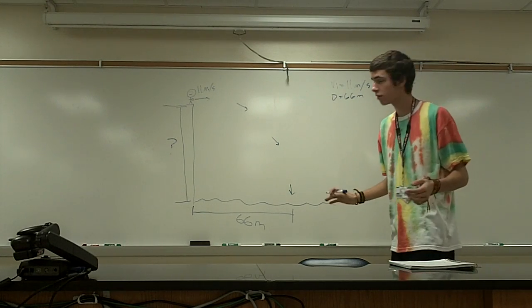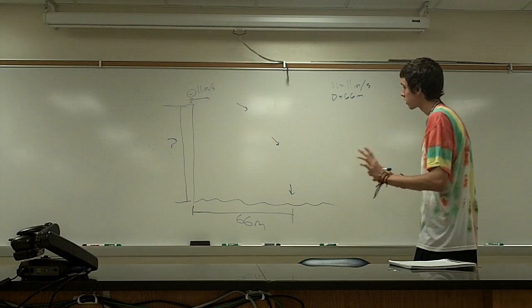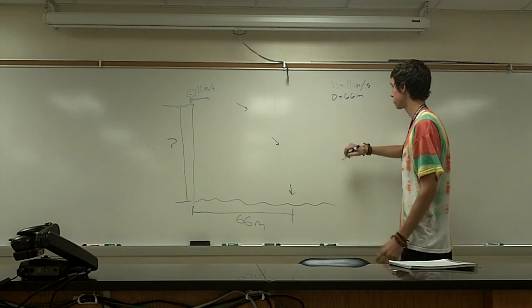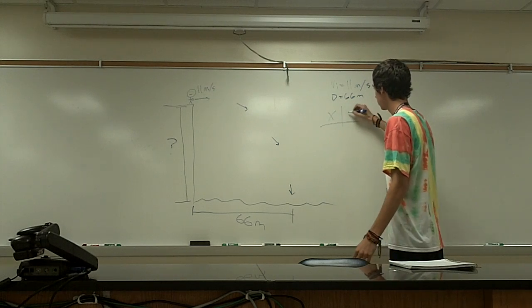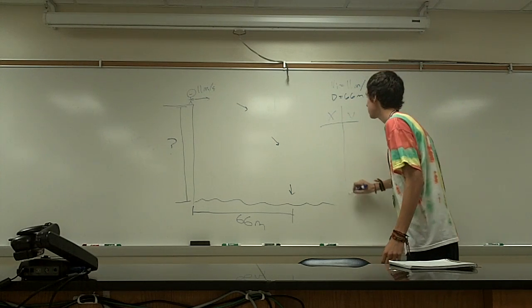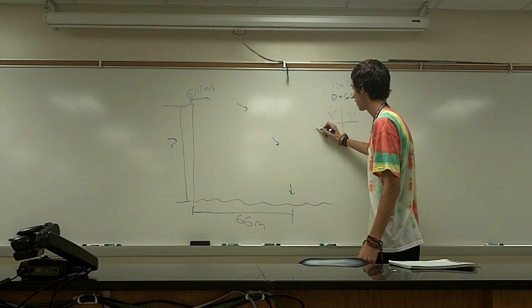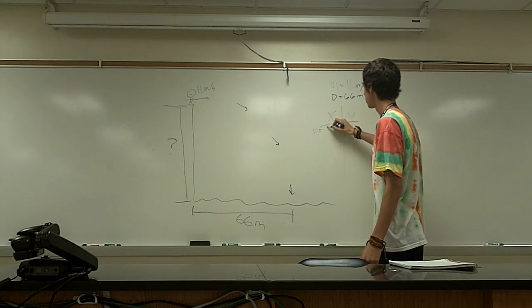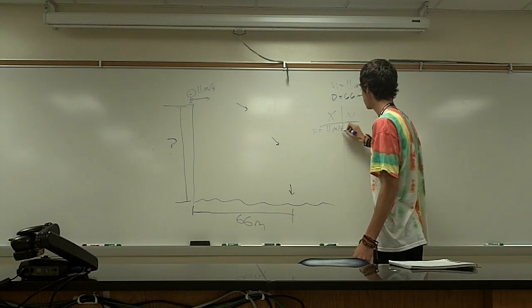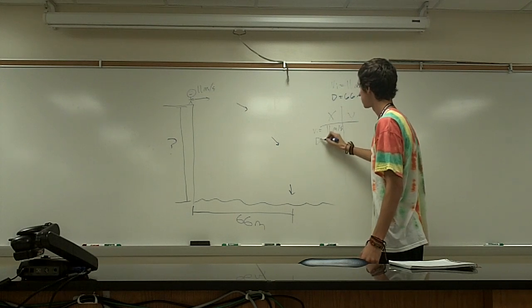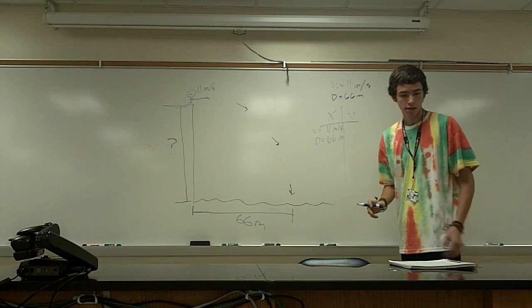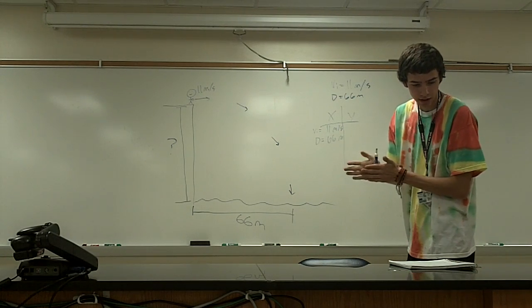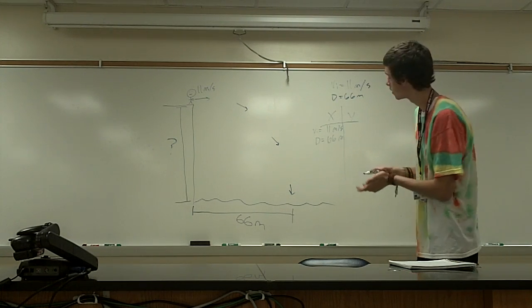And like I said before, the x and the y components are completely separate, so we can do the same thing with vectors, and we can make an x, y chart. And we'll do VI equals 11 meters per second. Distance in the x direction is 66 meters. And that's all we know, really.